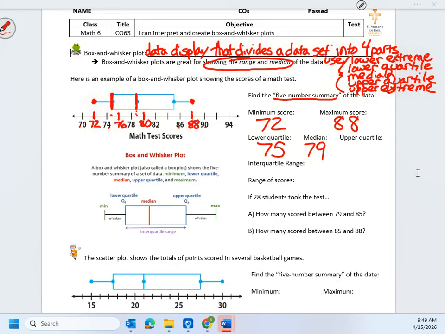Any guess on what our upper quartile would be? What do you think, Jack? Is it like a range of numbers? No. Our lower quartile was one number. Remember that one score was the left side of our box. Right. So what do you think the upper quartile would be?